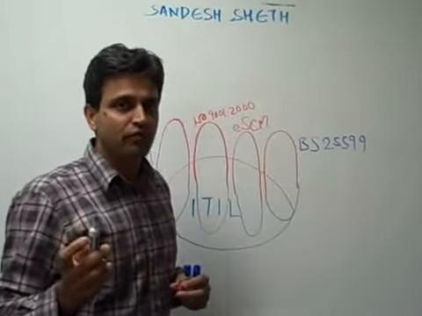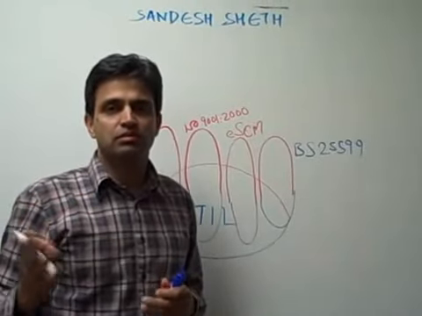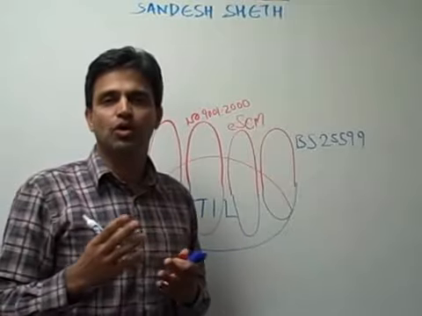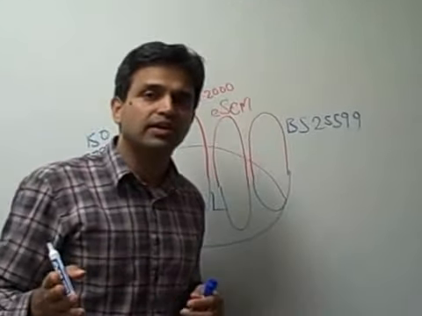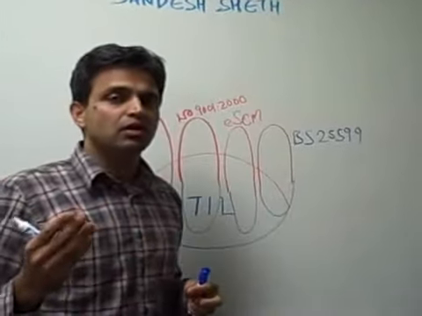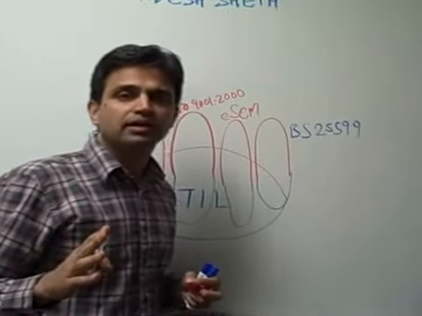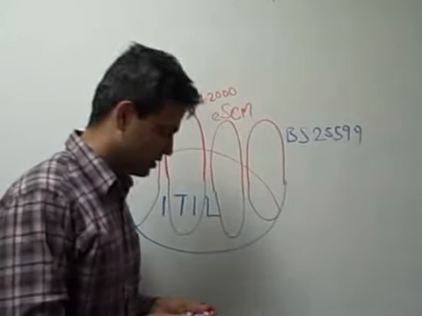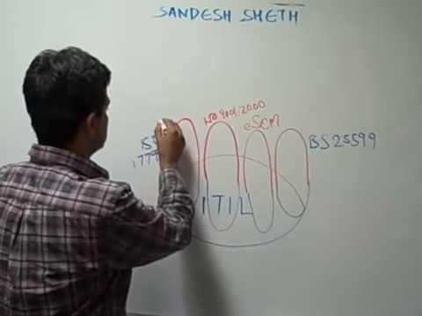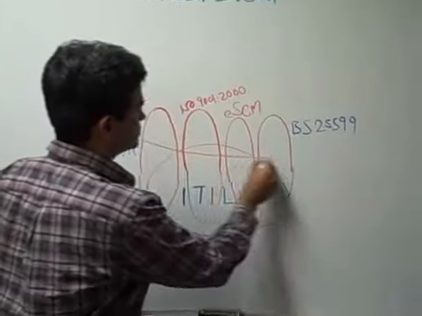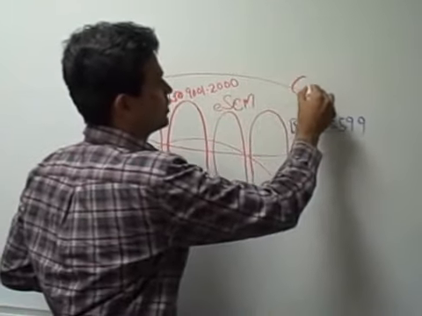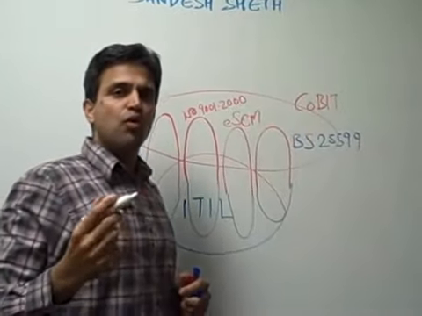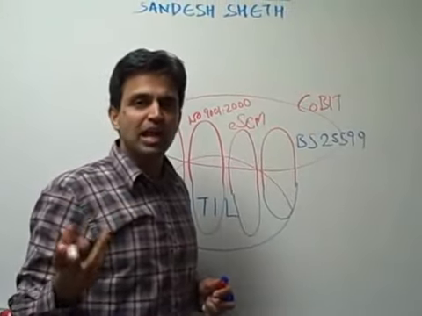Then we have the COBIT framework. COBIT from the ITGI is for the control objectives for information and related technology. It is a what is to be done rather than how it is to be done. So I have the COBIT. And now they have come up with a VAL IT or Value IT framework.